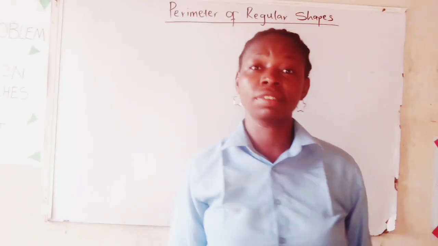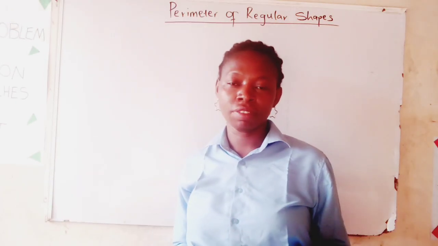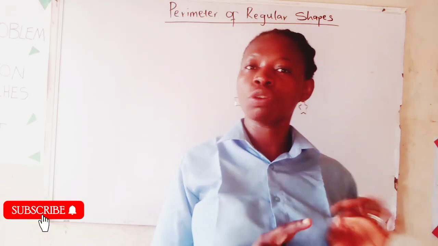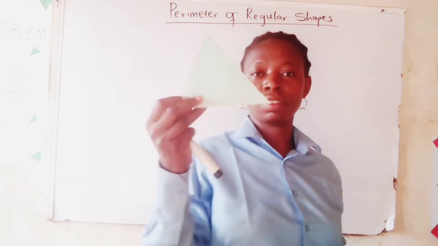Our topic today is perimeter of regular shapes. What is perimeter? Perimeter is the total distance around the boundary of a shape. These are shapes. This is a triangle.